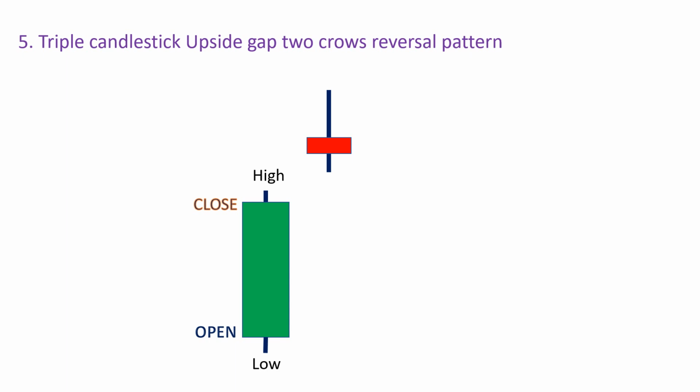The third candle is a strong bearish candle that opens above the second candle and closes below the close price of the second candle. This bearish candle engulfs the second candle and also closes above the close price of the first candle. The psychology behind the pattern is as follows.